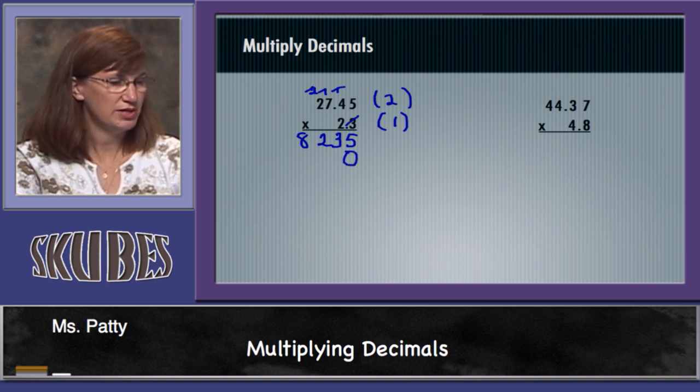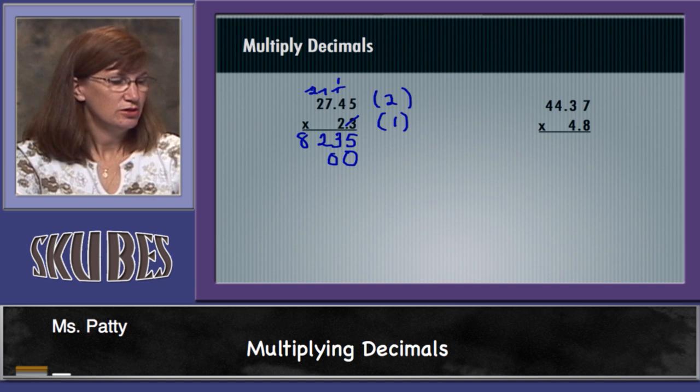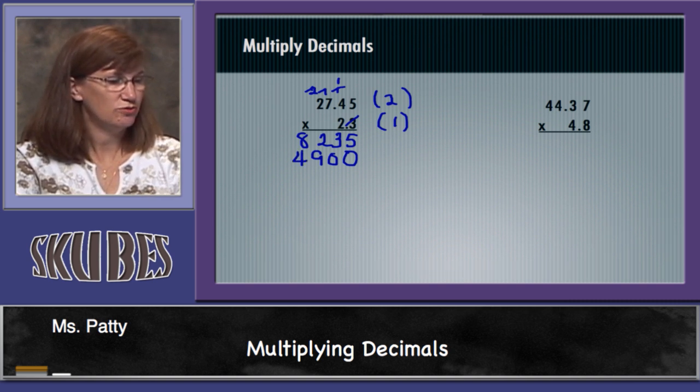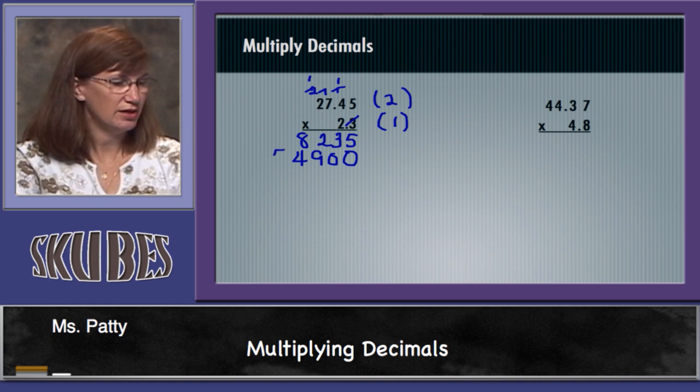We'll put a 0 in our ones house and we'll multiply the 2. 2 times 5 is 10. Carry. 2 times 4 is 8, plus 1, that's 9. Nothing to carry. 2 times 7 is 14. Carry your 1. 2 times 2 is 4, plus 1 is 5. Those are our partial products.